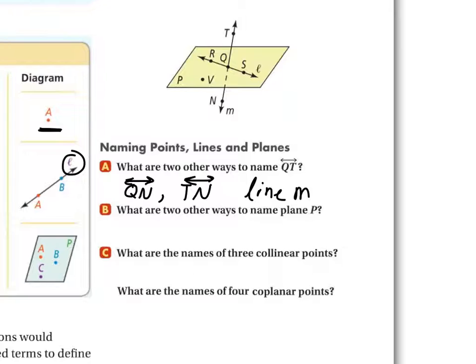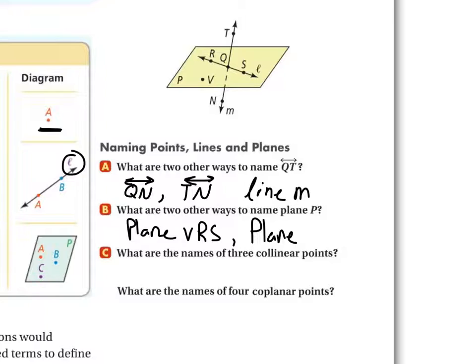So, what point do we have to have in our name? Chris? V. Got to have V. Right? V has to be in the name because V is the only point that's on that plane that's not on the same line. See what I'm saying? So we could say that this is plane VRS. Okay, plane VRS. That is a perfect name for that plane. What's another one?